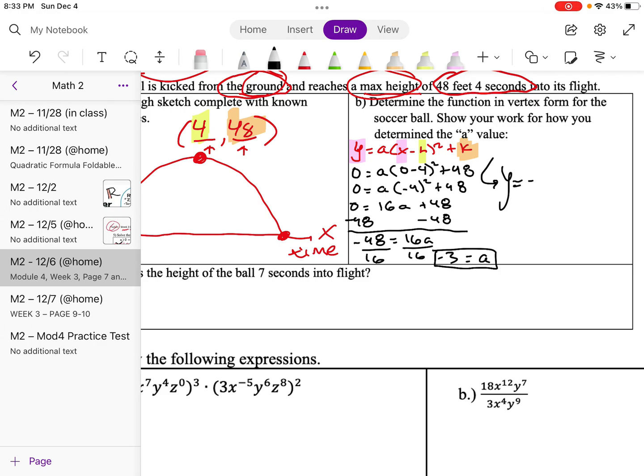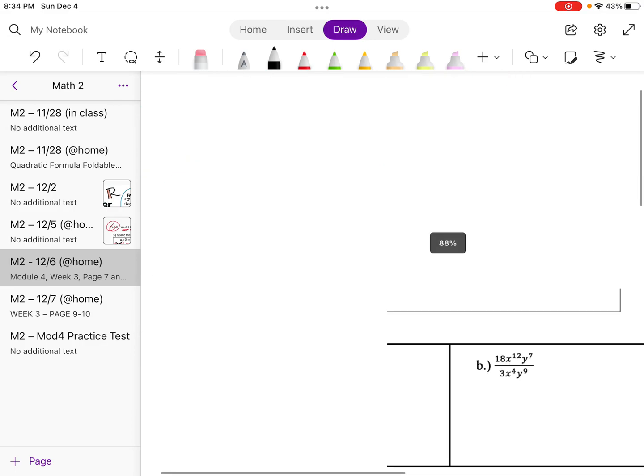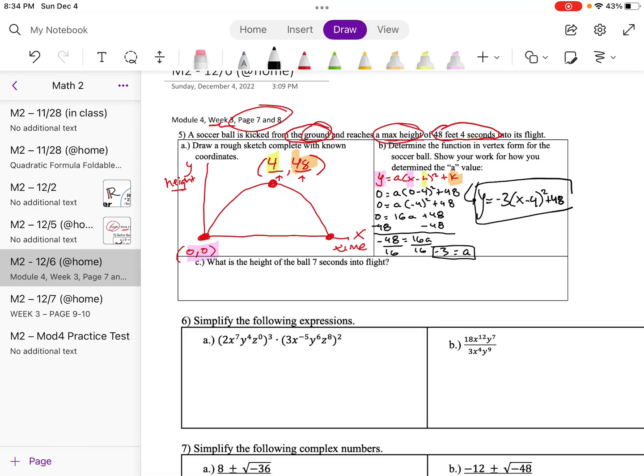So let's put everything back together. We have y equals negative 3 times the quantity of x minus 4 squared plus 48. Cool. So there's our equation. Let's go see what the next question says.